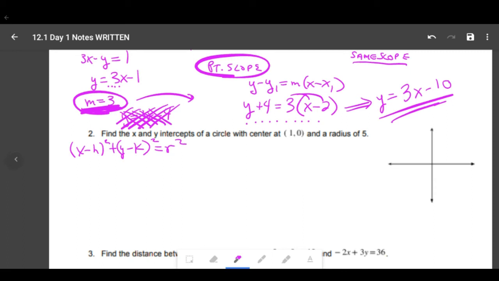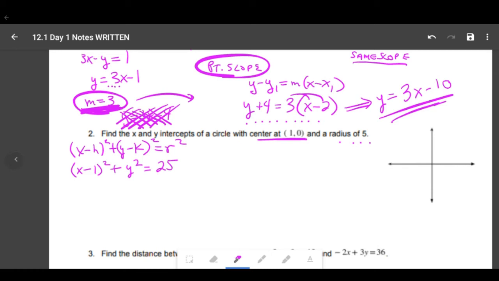So what I'm going to do is just plug in. It says the center is (1, 0). So I'm going to rewrite this as (x minus 1) squared plus, I can write (y minus 0) squared if you want, or you can just say y squared. And I've got a radius of 5, so I know that this is going to be 25. Okay, so all I'm doing is finding the x, y intercepts with that information.